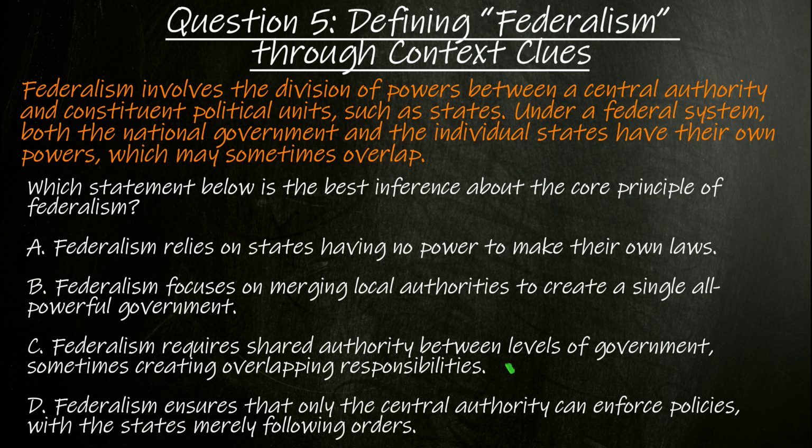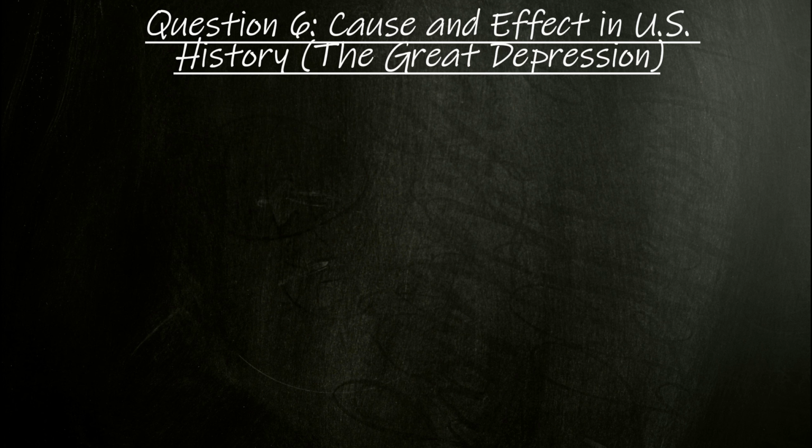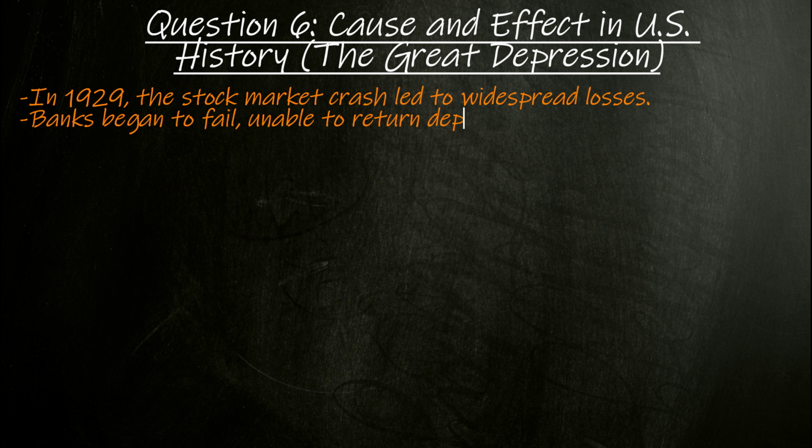Federalism means power is shared between levels of government. The other options incorrectly imply either no state power or total centralization. Question 6 looks at cause and effect during the Great Depression. Pause to consider which event led directly to others.